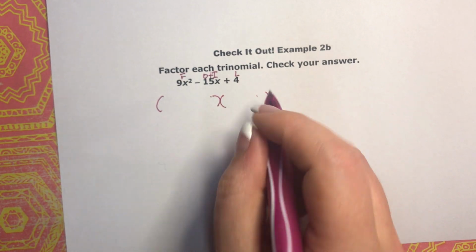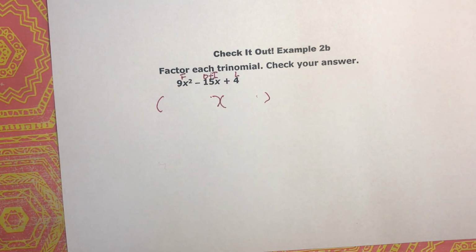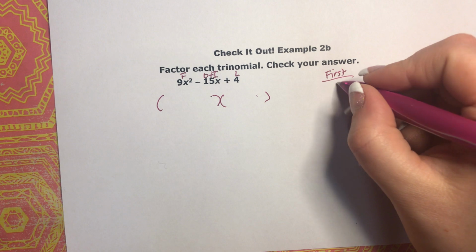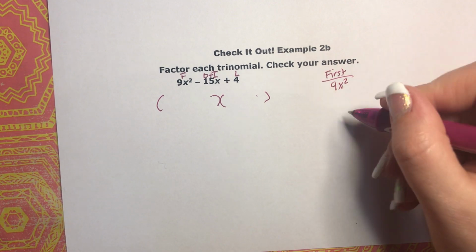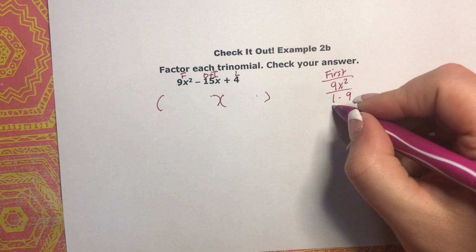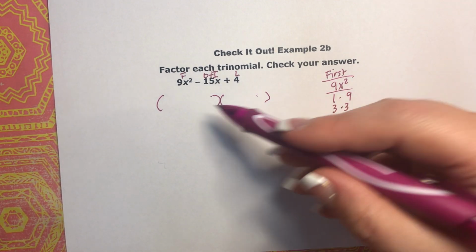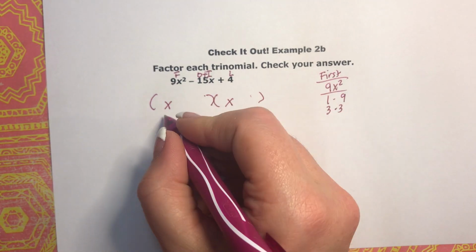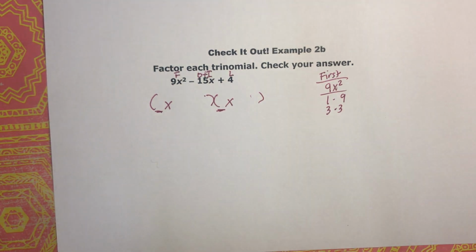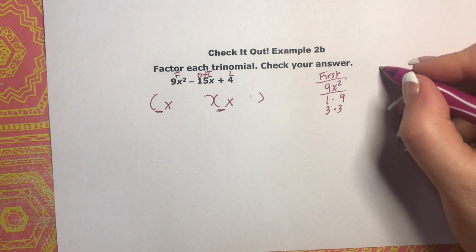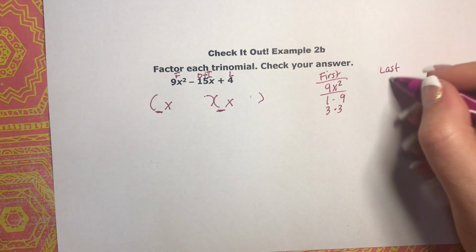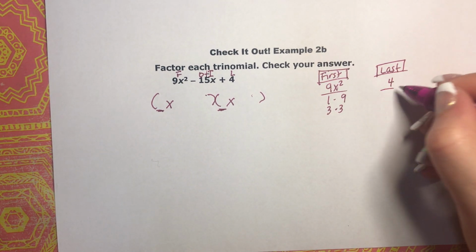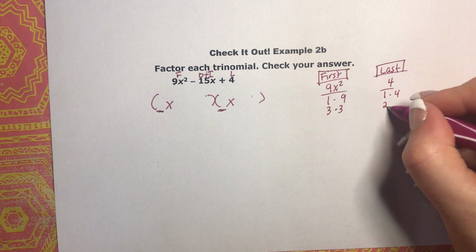Okay, so 9x squared, I'm going to look at the factors of 9x squared. So this is my first, right? The factors of that are going to be 1 and 9 and 3 and 3. So since there's two options, I can't put anything in. What I can put in is an X, right? There's going to be an X there, and there's going to be a number in front of both of those. And then let's look at the last, which is 4. The factors of 4 are 1 and 4 and 2 and 2.